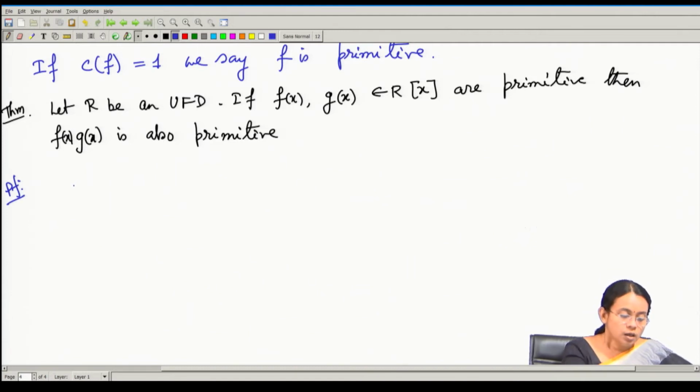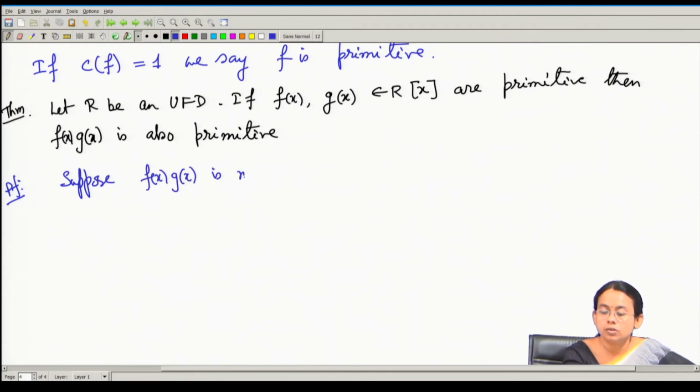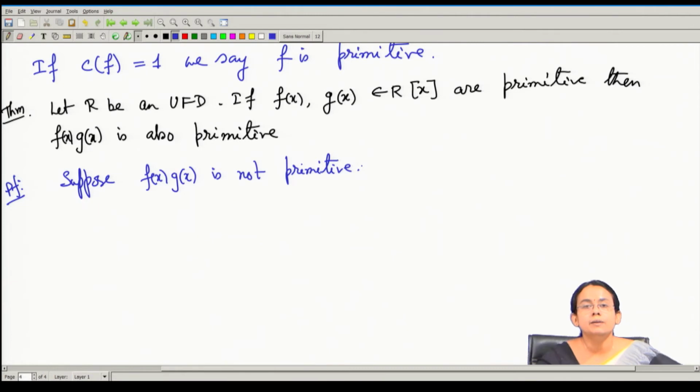Suppose I first assume that this product f(x)g(x) is not primitive. What does that mean? That means the content of this polynomial is not equal to 1, that is, it is not a unit. So, it should have a proper divisor. There will be some prime or irreducible element, because in a UFD both are the same, which will divide this content. So, let p be a divisor of the content.